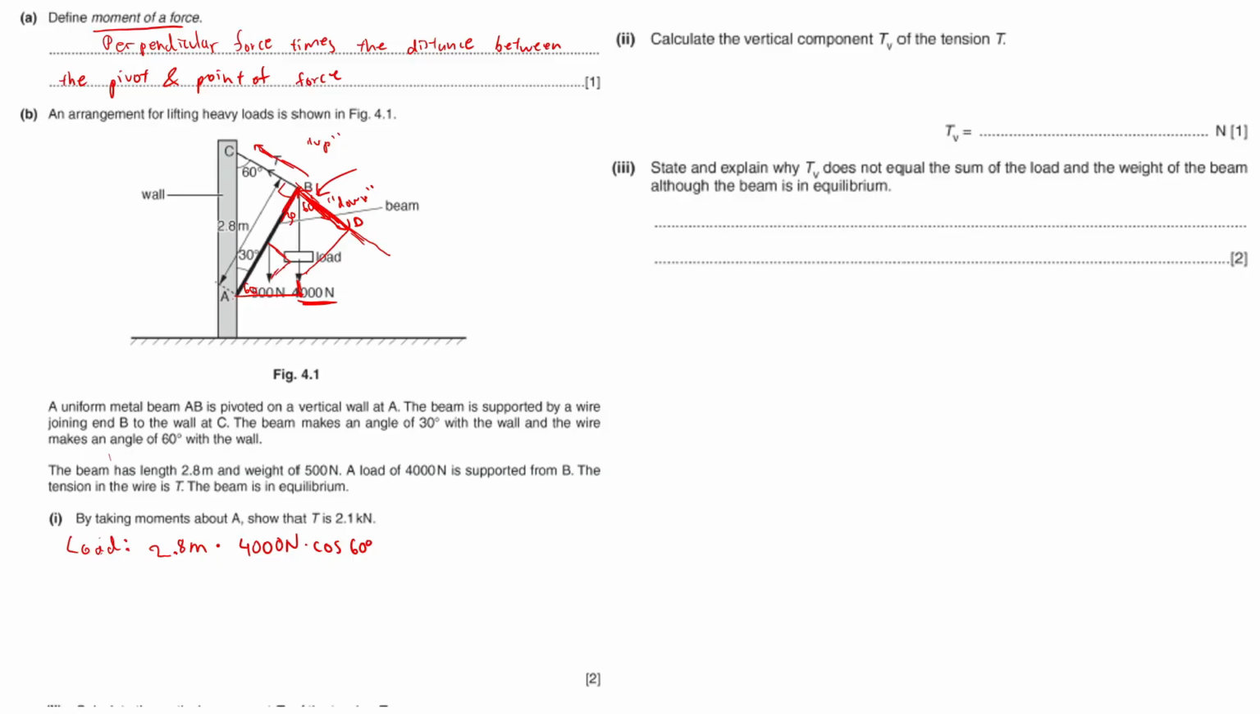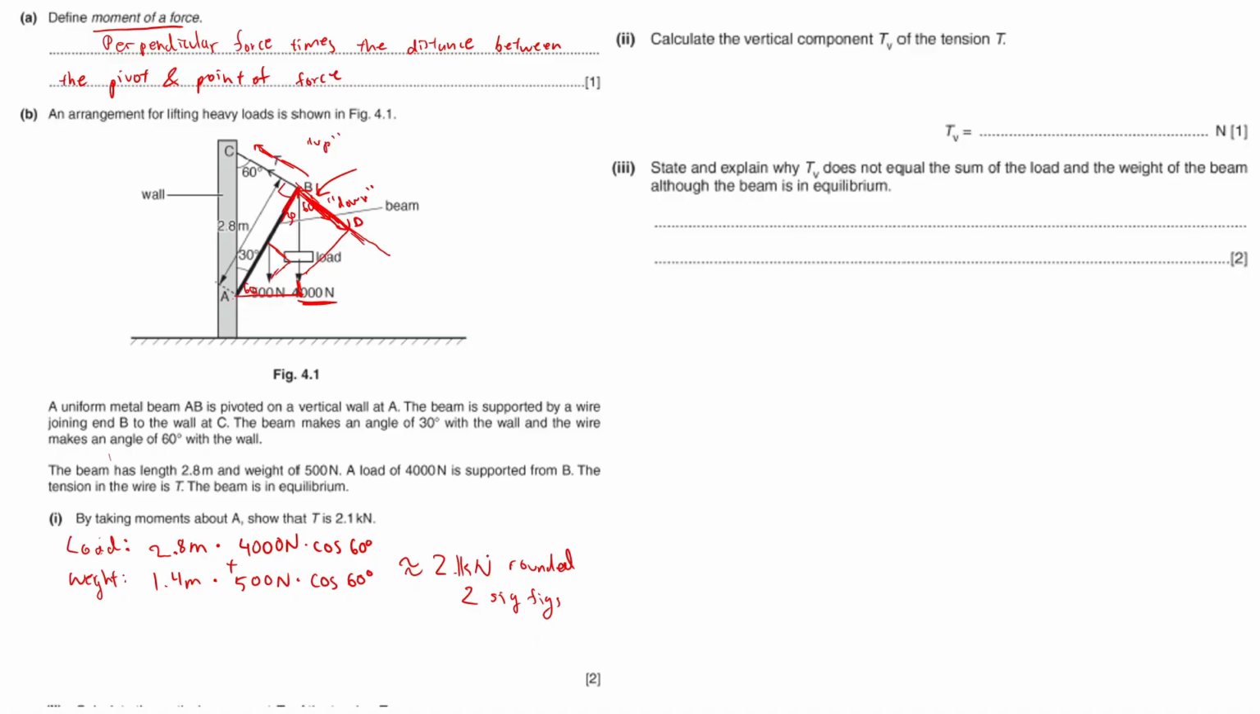Likewise, for the weight of the beam, it's going to be halfway through. So it's going to be 1.4 meters times 500 newtons times cosine of 60, because it's going in the same direction. So now if we use a calculator, we see that if we add these together, it's going to be around 2.1 kilonewtons, rounded to 2 sig figs.